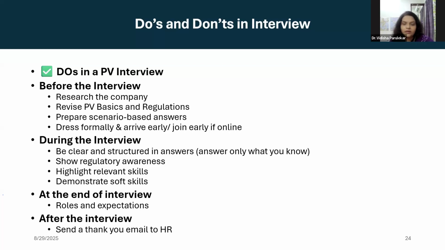Prepare yourself for scenario-based answers, like the few scenarios I just shared with you. Attire should be formal. Always log in or arrive early. If it's online, log in early. If you're giving an in-person interview, appear there before time. That's very crucial because it shows your seriousness about pursuing that particular post or job.